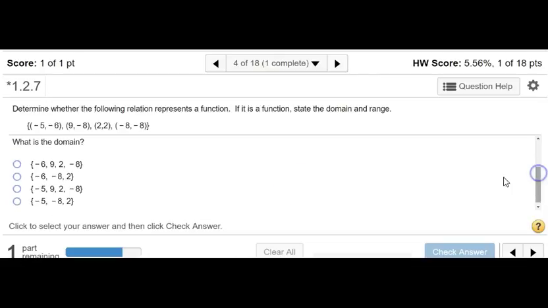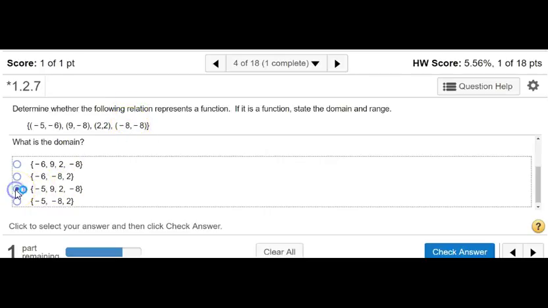Next, they're going to say, what is the domain? Well, the domain is the x values of those ordered pairs, and they could give you the order in a couple different ways. They might give it to you the way they're presented. Me personally, I usually like writing them in order from least to greatest, but since it's multiple choice, you just have to find what they are using. So in this case, the x's are -5, 9, 2, and -8. And it looks like they listed them in the order they were presented right here with the third option.